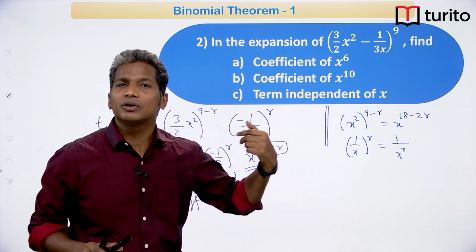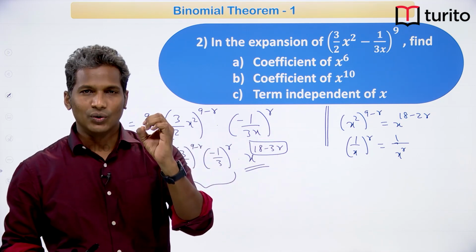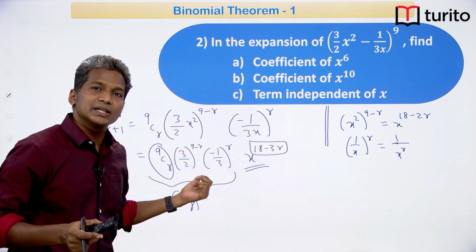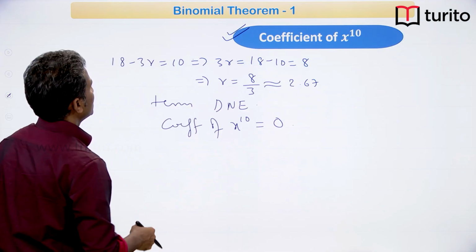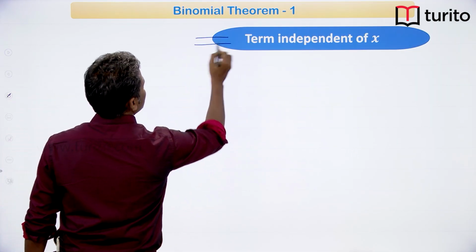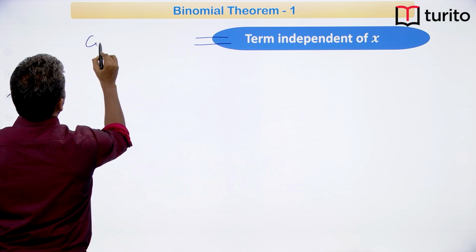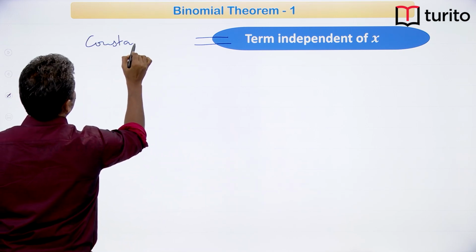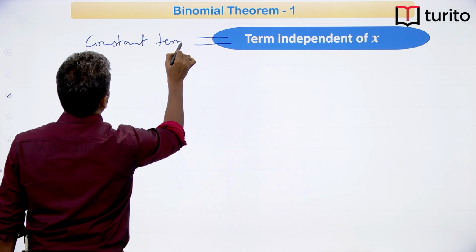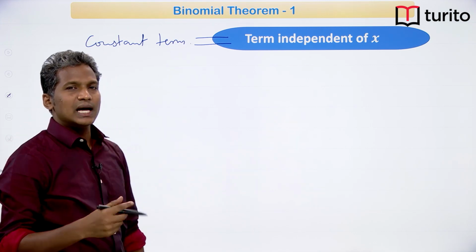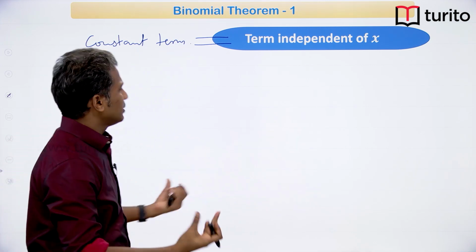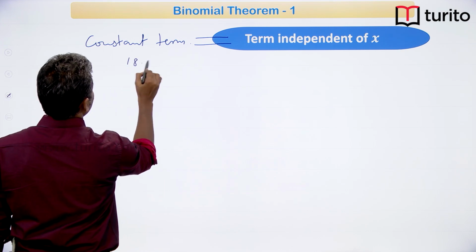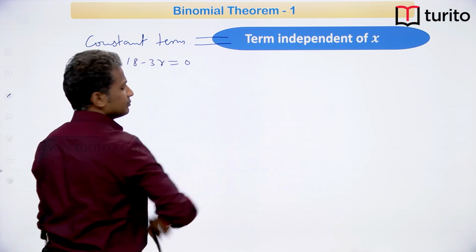So, if we are talking about the term independent of x, it means x must be completely vanished in that term, which means the power of x must be 0. We can also call it the constant term. So, this question can also come as find the constant term. But in both cases, the analysis must be the same. So, what do we have to do? We have to equate the power to 0.